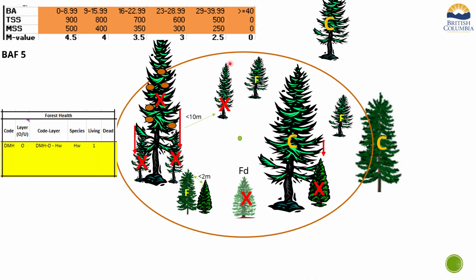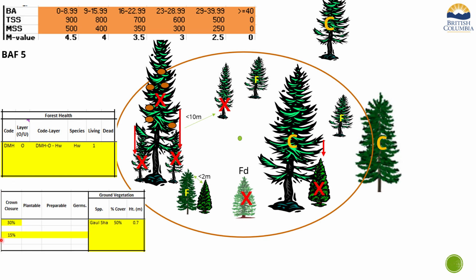Okay, after we finish our tree tallies, we move on to forest health. And we already were paying attention to forest health as we made our free growing calls. So at this point, we know that all trees are good except for this layer 1 hemlock, which has mistletoe. So we record DMH, disease mistletoe hemlock. Our layer is O, overstory, layer 1, and our species is hemlock, and this tree is living. So again, these hemlock, they are less than 10 meters, so they cannot be taken as free growing, given they're in a lower layer than the infected tree. However, you don't actually report any damage unless they too are infected.